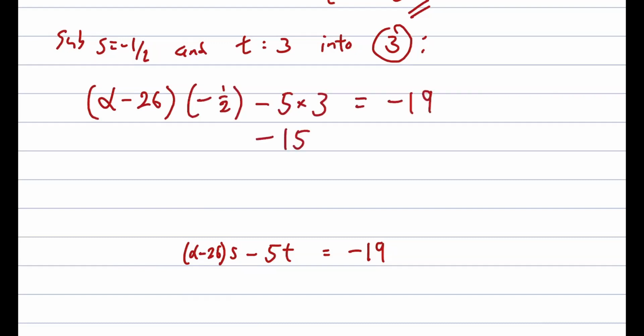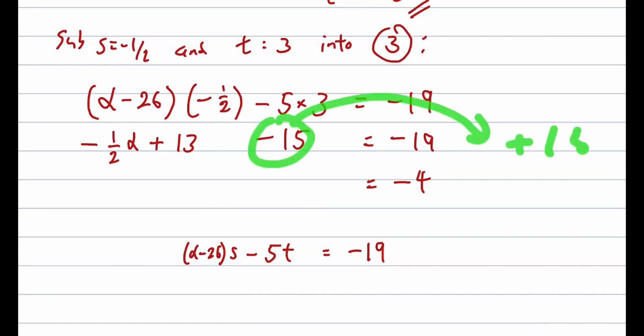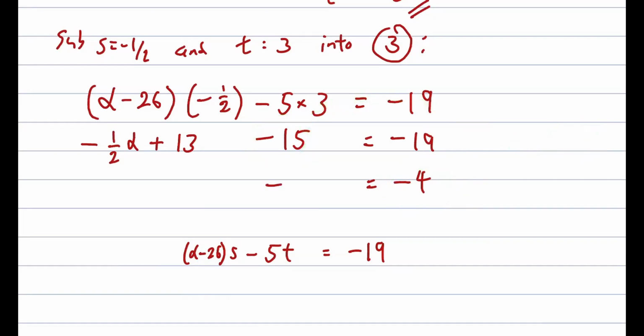Simplify, negative 15. Simplify, negative half alpha, minus become a plus, 26 over 2 is 13, equals negative 19. Bring the minus 15 over, you get a negative 4, I think. Correct or not? Minus, bring over, become plus 15. Minus 15 minus 19 is negative 4. Yes, correct. Then there's still a 13 here, and you still need to subtract 13.